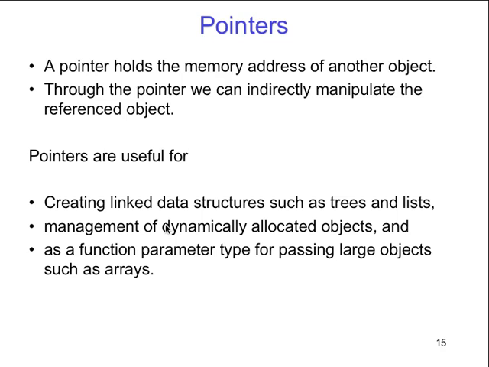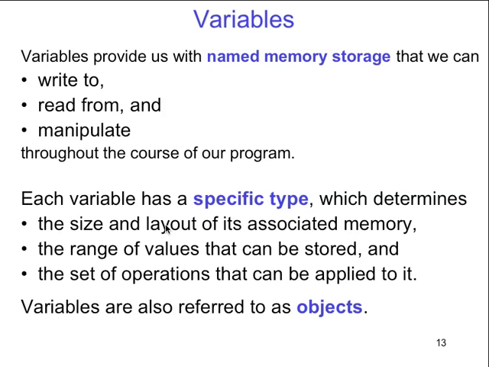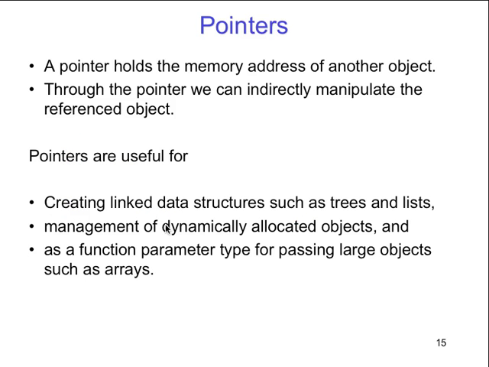So let's talk about pointers. It's the same thing. Just keep that in the back of your head. A pointer holds the memory address of another object. So through the pointer, we can directly manipulate the referenced object. So this was called named memory storage, because we put I as a label, or my variable as a label, to that memory address. This is unnamed, or it's referred to as referenced objects.